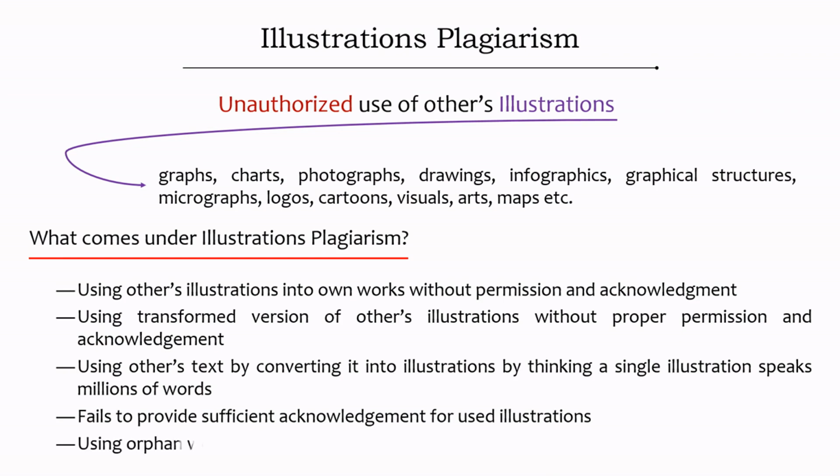Next one is using orphan works without proper permission. What do you think about orphan work? Materials of unknown origin, or where copyright holders cannot be located, are called orphan work. If the source is unknown, and you are including such materials in your work, then you are taking full of risk. If you are using such work without proper permission, then it comes under plagiarism. I will explain how we can get permission for such work in a later section.